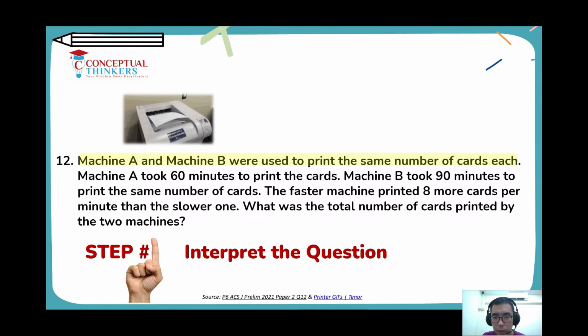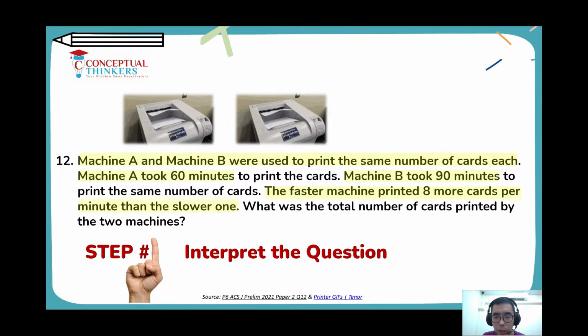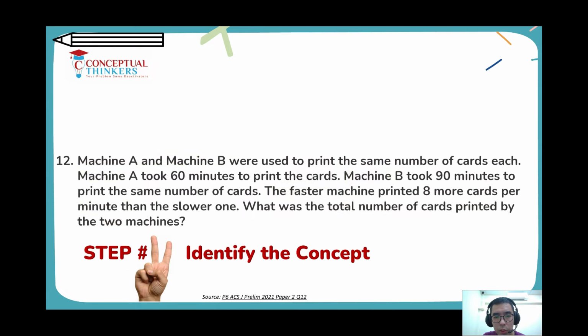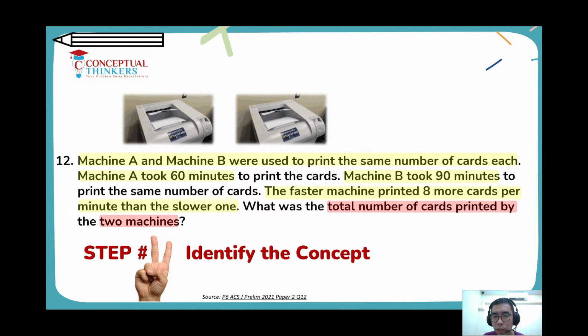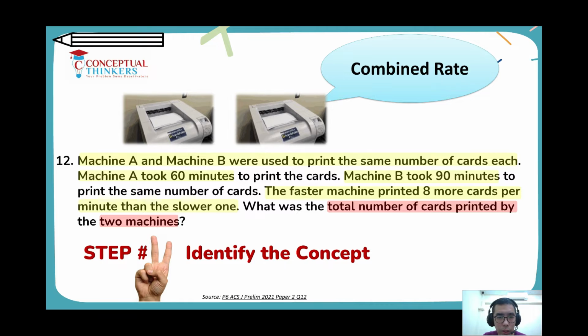So these are the key phrases that you have to take note. Both machines actually printed the same number of cards, and the faster machine in this case must be machine A, right? Because machine A only took 60 minutes to print compared to machine B, so each of them has to print the same number of cards. The concept for this is pretty straightforward. It's actually combined rates, so it's a rate question.